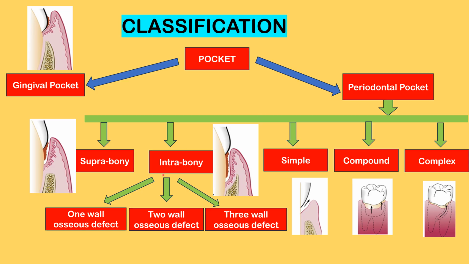So the intrabony pocket is further classified into one wall, two wall, three wall osseous defect depending on the number of walls present. So one wall means only one wall is present, in the two wall only two walls remain, and in the three wall osseous defect only three bony walls remain. That is most favorable for the bone regeneration procedures.